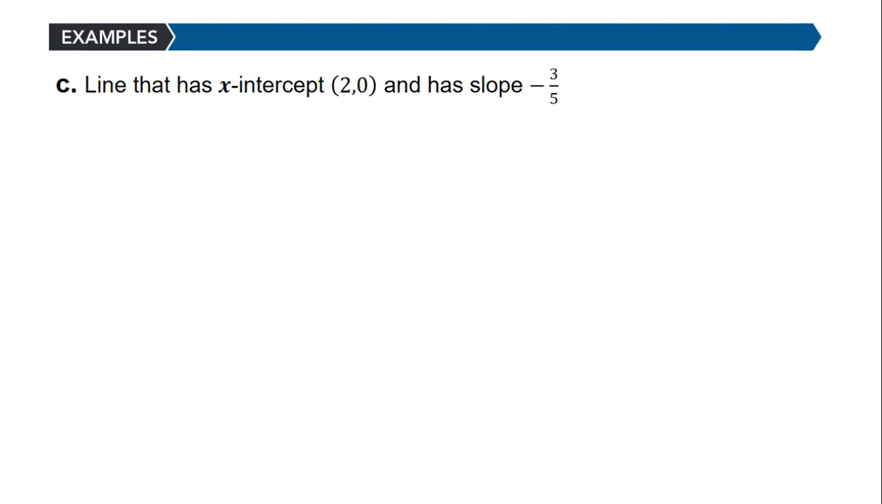In part C, we have a line that has x-intercept of (2, 0), and has slope -3/5. So again, I know an intercept, but it's not the y-intercept, so I don't know the value of b. I can think of (2, 0) as a value of x and y, and my value of m is -3/5. I use y equals mx plus b. We will replace y with 0 from the given point. m is -3/5, and x is 2, and then plus b.